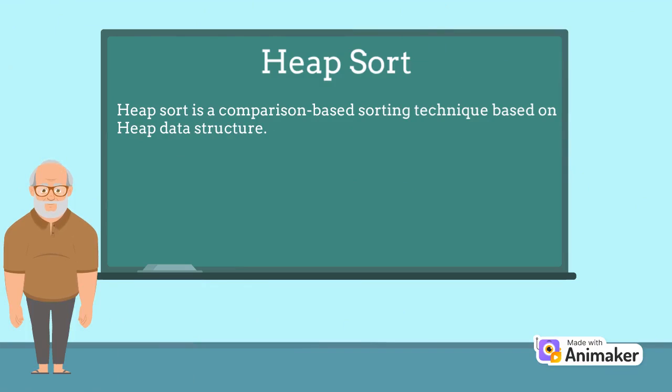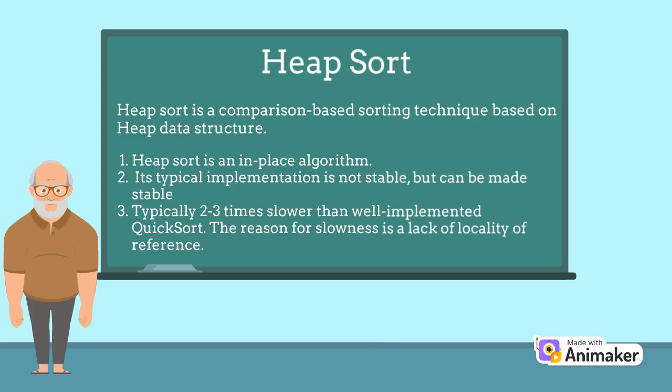Heap sort is a comparison-based sorting technique based on heap data structure. 1. Heap sort is an in-place algorithm. 2. Its typical implementation is not stable, but can be made stable. 3. Typically 2 to 3 times slower than well-implemented quicksort. The reason for slowness is a lack of locality of reference.